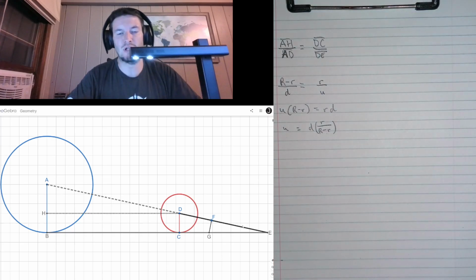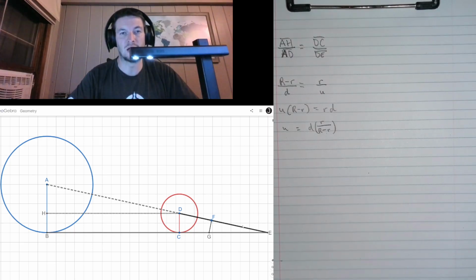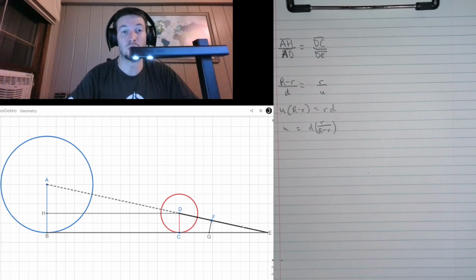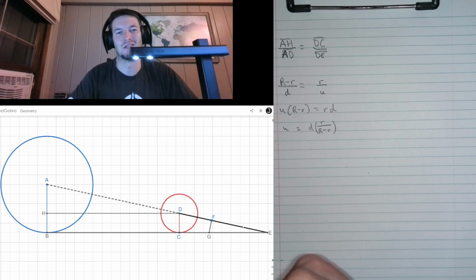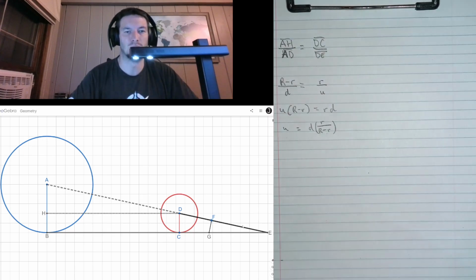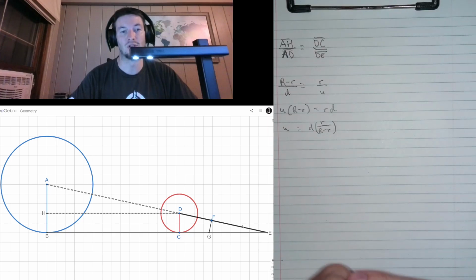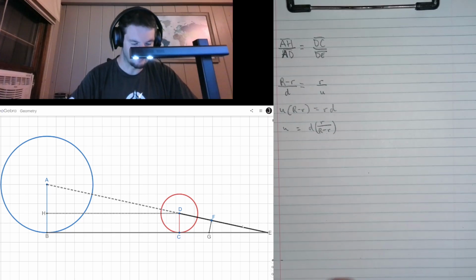So that is the formula you can use to determine the length of an umbra if you know the radius of the light source, the radius of the object, and the distance between their centers. And again, this is assuming ideal spherical bodies. And we can use that assumption with things like the sun and the earth and the moon.